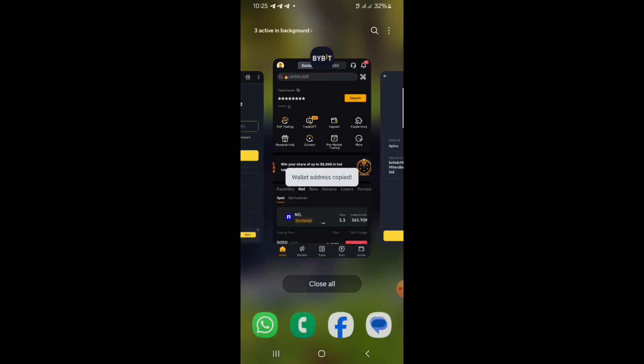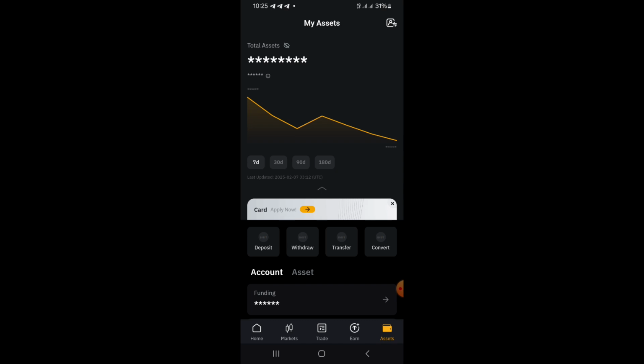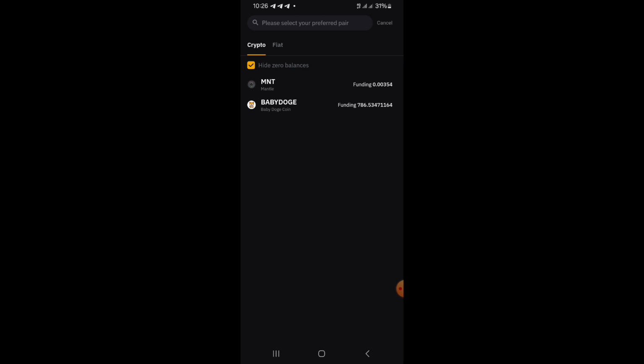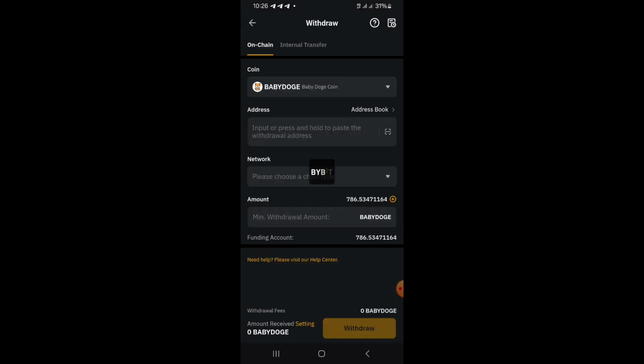Once you click on the copy, you will go to the exchange you want to send from. Let's assume you want to send from Bybit. You will click on assets, and then click on withdraw. Although I don't even have USDT right now, let's assume you want to send another. You will click on what you want to send, and then it will ask you for the link you copy.